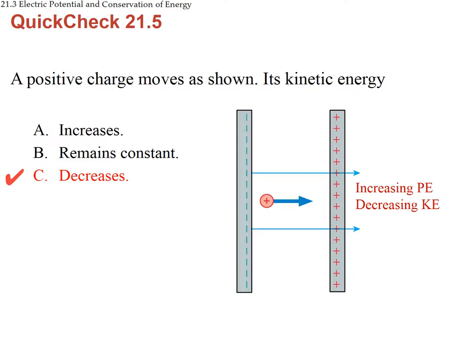Well, as you can imagine, the positive charge doesn't want to get close to positive charges. So it will slow down as it gets closer and closer. The velocity, of course, will decrease because the electric field and the electric force are pushing backwards on it. So the kinetic energy will decrease. Remember the kinetic energy is 1/2 mass v squared, so as v decreases, the kinetic energy decreases.